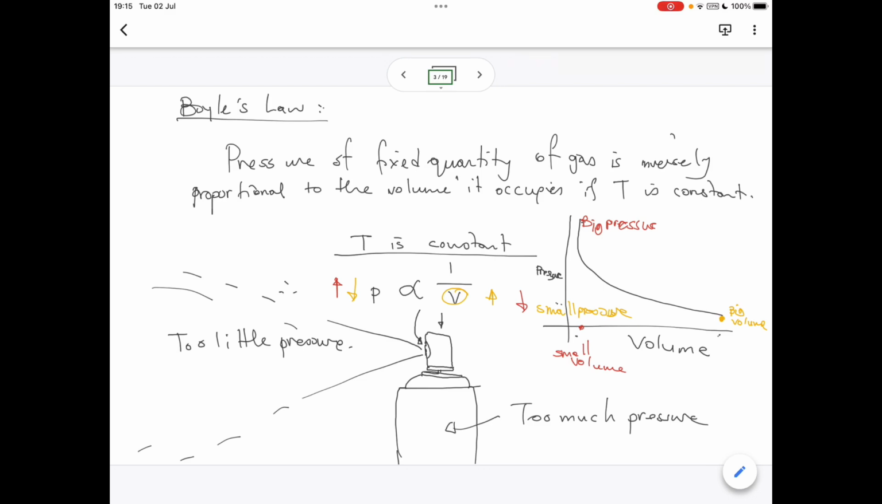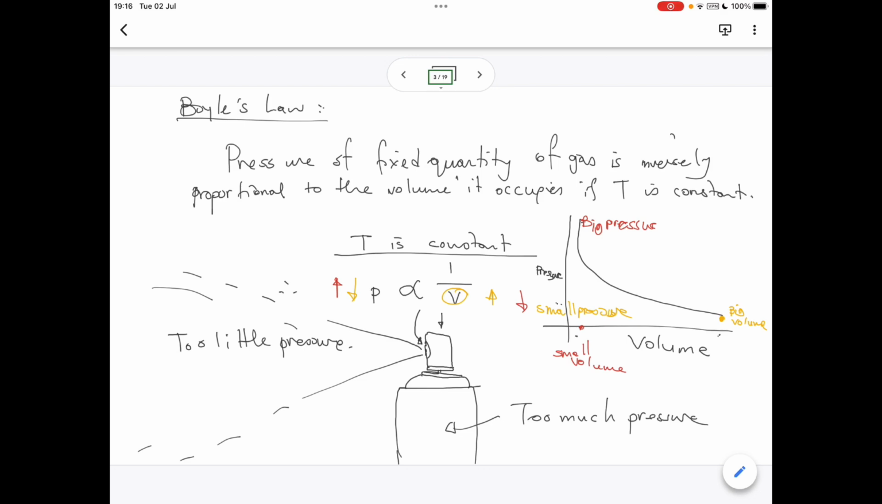But the graphical illustration, if you want to visualize it as a mathematical graph, as the volume increases, the pressure decreases. And again with the nozzle: big volume, small pressure. Small volume, high pressure.